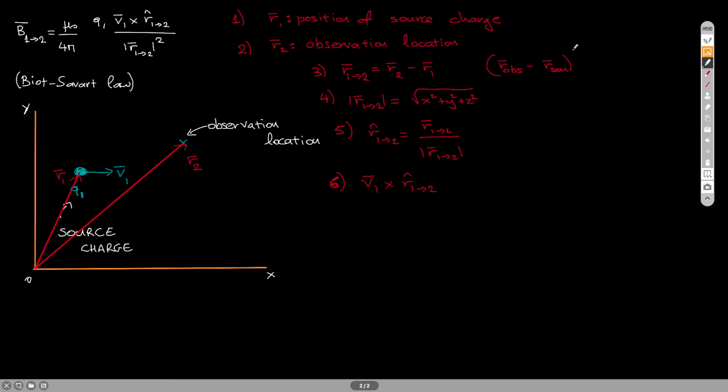Let's make some notes. Step 1, you got a vector. Step 2, you got a vector. Step 3, you got a vector. Step 4, you got a number. Step 5, you got a vector. Step 6, this should also be a vector. And step 7, the last one, is to combine everything and do the constant times q1.